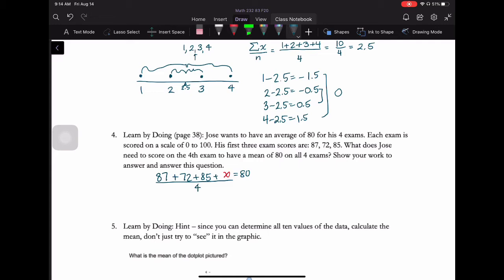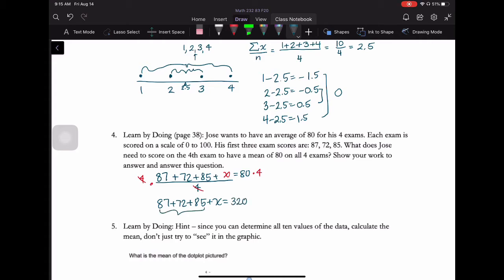Now, you could guess and check. You could plug in numbers and see what's closest to 80. You could calculate the average of the 3 exams and determine whether you need to go higher or lower for the value, or you could just solve equations. To solve this equation, you're using inverse operations. So I'm going to multiply by 4 on each side to cancel out the 4 in the denominator, that division. 80 times 4 is 320.